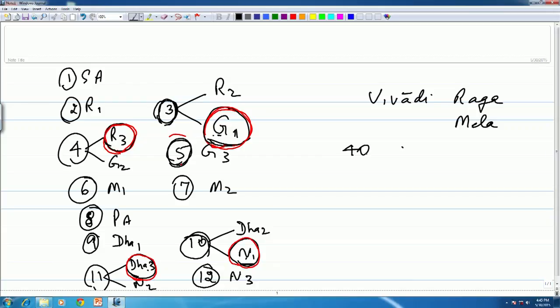In fact, the number of such Vivadi melas is 40. 40 Vivadi melas are there. And 32 regular, normal melas are there.